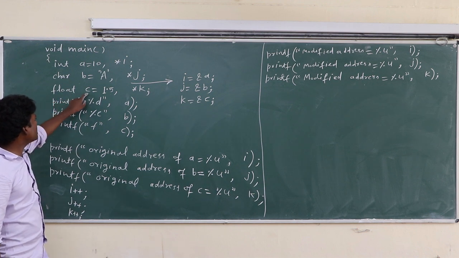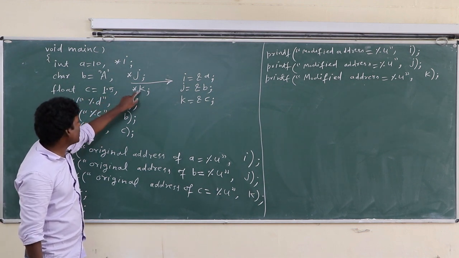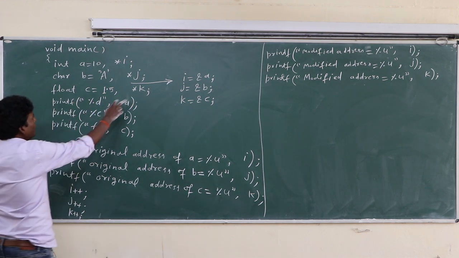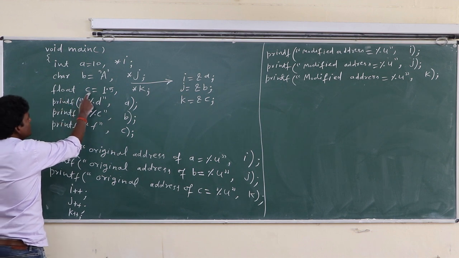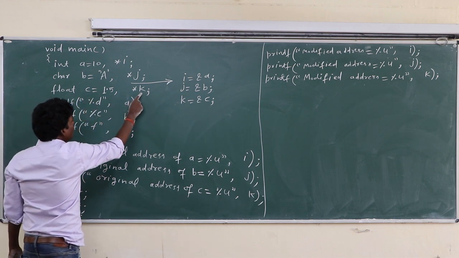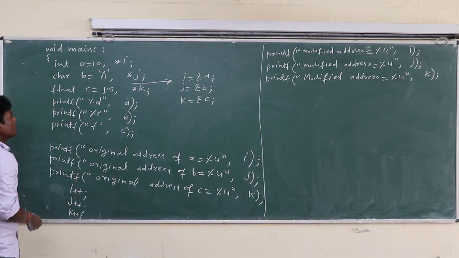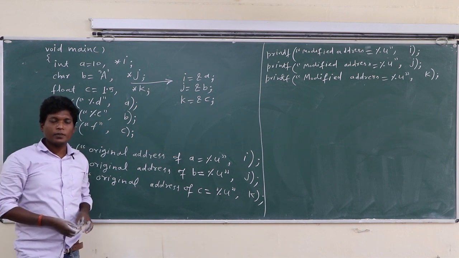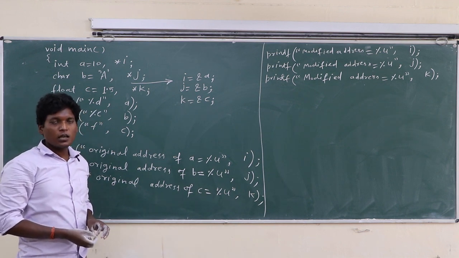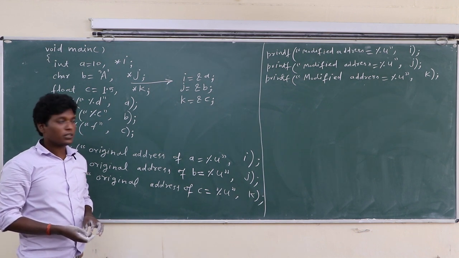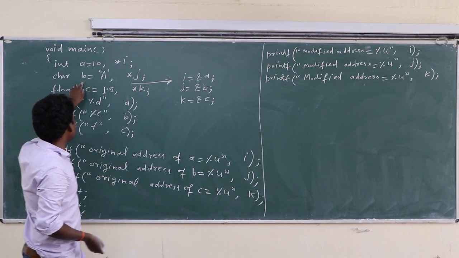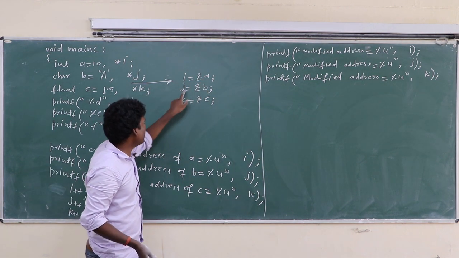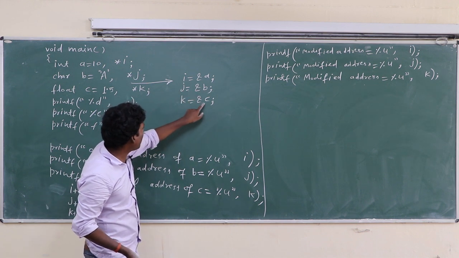Okay, here float c equal to 1.5 comma asterisk k. Here c and k are both float type variables. c is an ordinary variable and k is a pointer variable, pointer to float. So there are a total of 6 variables: a, b, c and i, j, k. a, b, c are ordinary variables and i, j, k are pointer variables. So class, after this line we have to initialize i equal to address of a, j equal to address of b, k equal to address of c.